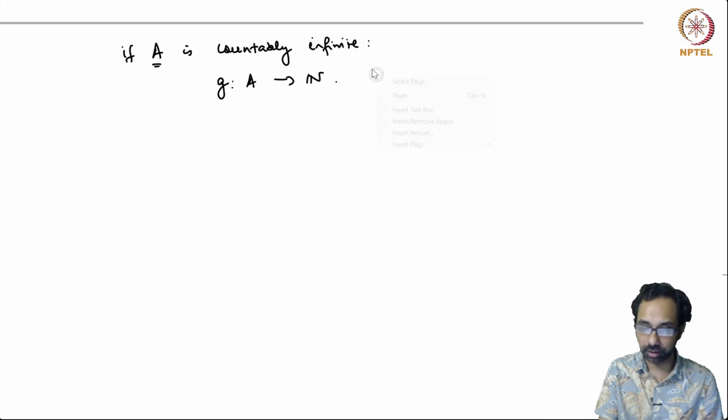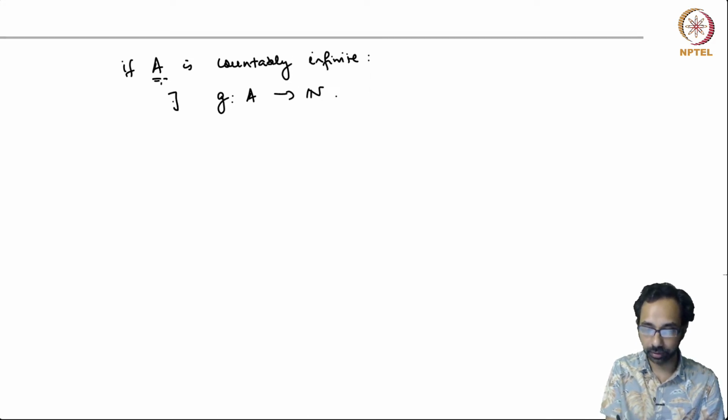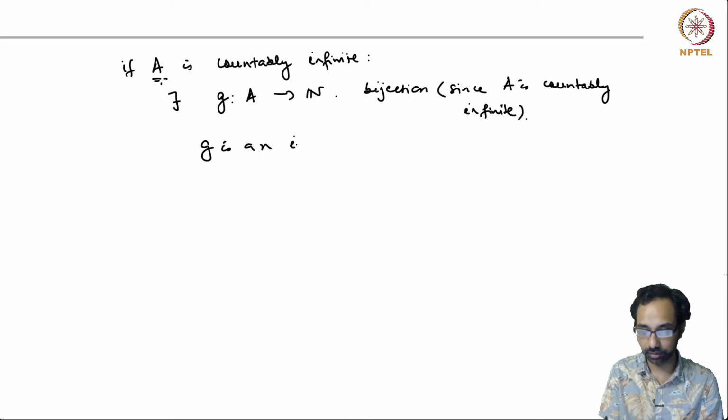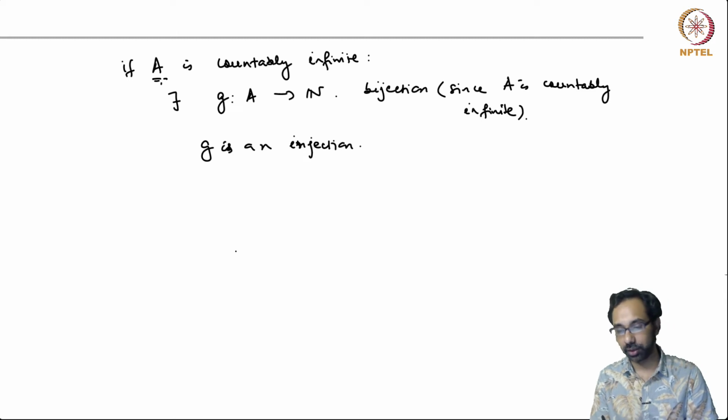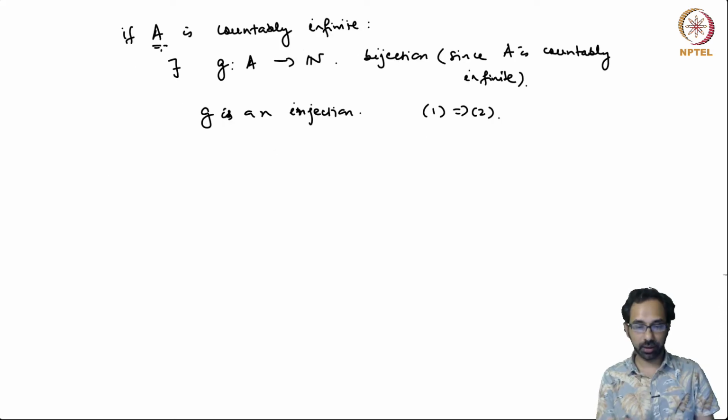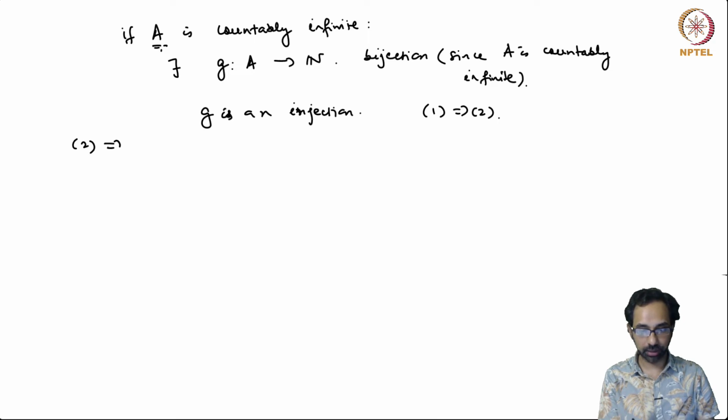So there exists a bijection since A is countably infinite, and so G is an injection. Okay, so this proves this implication: 1 implies 2. Now let us prove that 2 implies 3.